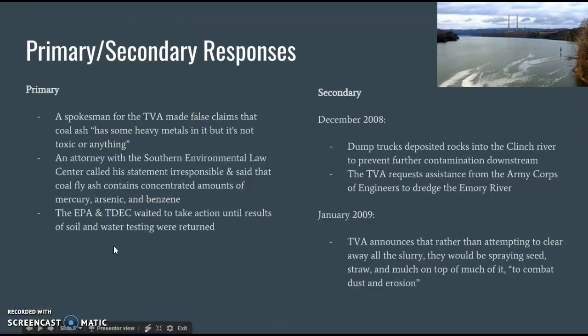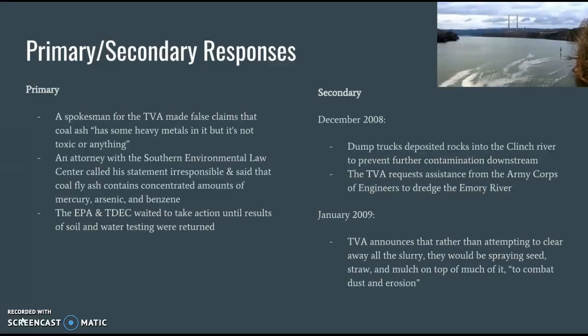At first, Gil Francis Jr., the spokesman for the Tennessee Valley Authority, or TVA, stated that coal ash has some heavy metals within it, but it's not toxic or anything. After this false statement was released, Chandra Taylor, an attorney with the Southern Environmental Law Center, responded by saying that coal fly ash contains concentrated amounts of mercury, arsenic, and benzene. Fly ash isn't regulated as a toxic pollutant by the EPA, so along with the Tennessee Valley Authority, they waited to take action until soil and water test results were returned.